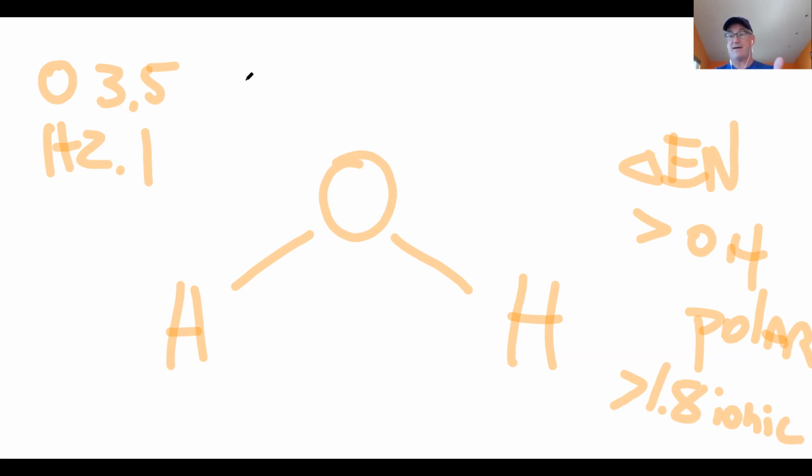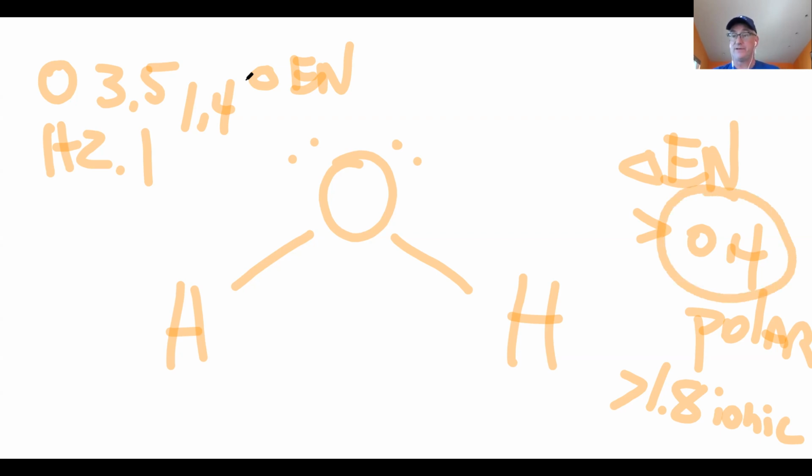So we have a difference of 1.4 here, difference in electronegativity. So is that going to be a polar bond or a non-polar bond? Polar. It's going to be polar. It's a lot more than 0.4 difference. And so we're going to learn there's a couple of different ways to represent that. So what does that mean that it's polar?